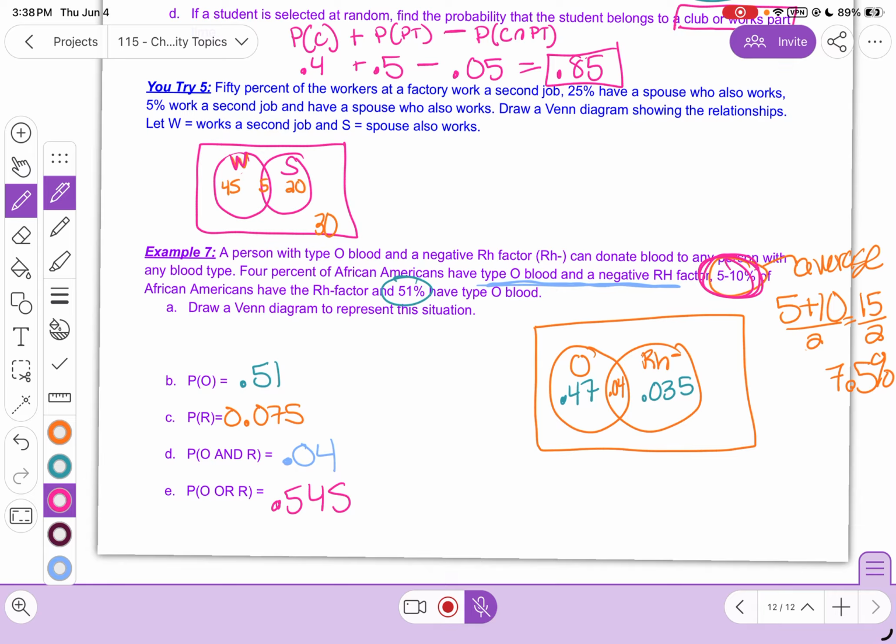Now, if we knew this, what would be left? So if 0.545 is there, we would do 1 minus 0.545, and we would get 0.455 for people who don't have O or Rh negative. That is the end of 3.5. Let me know if you have any questions.